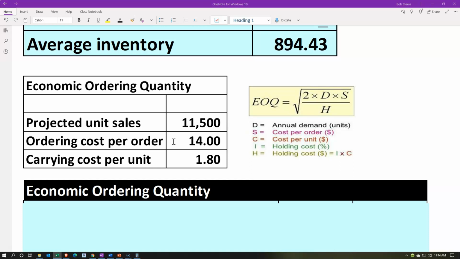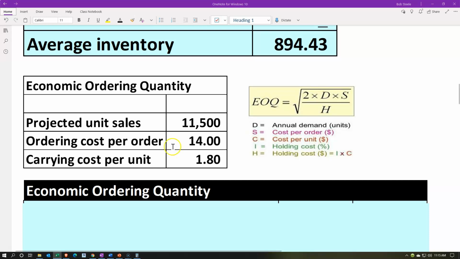So if we placed one order for the whole 11,500, we would minimize the order cost to the $14. But then we'd have a problem, because we would be holding on to the inventory, and it would cost us more in terms of holding on to the inventory. If we then say that we're going to take 2 orders, then it would cost us $28, right? If we had 2 orders for the entire year, and so on and so forth. So we have to balance that out against the carrying cost per unit, which we're figuring to be 1.8. That's for 1 unit over the entire time period.